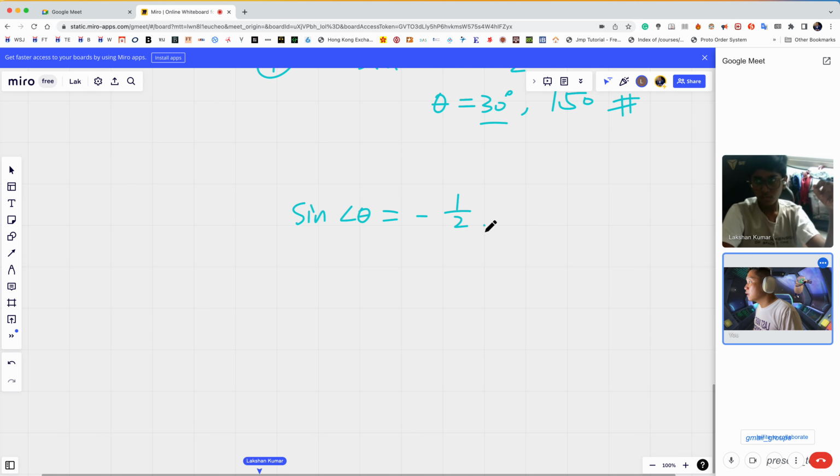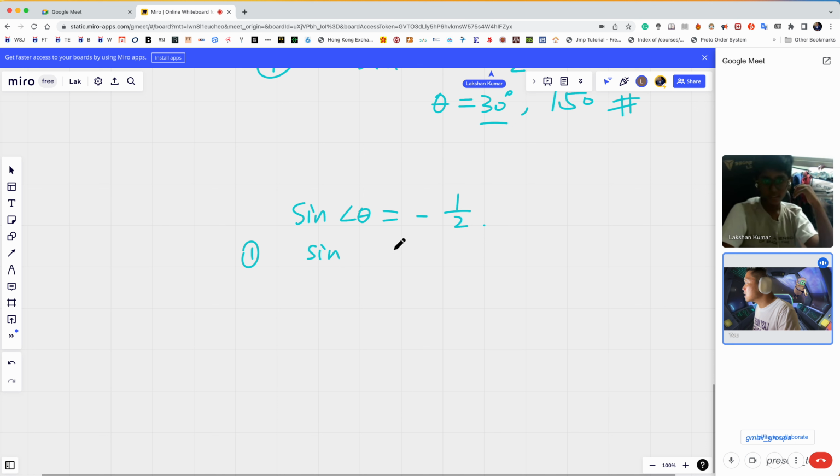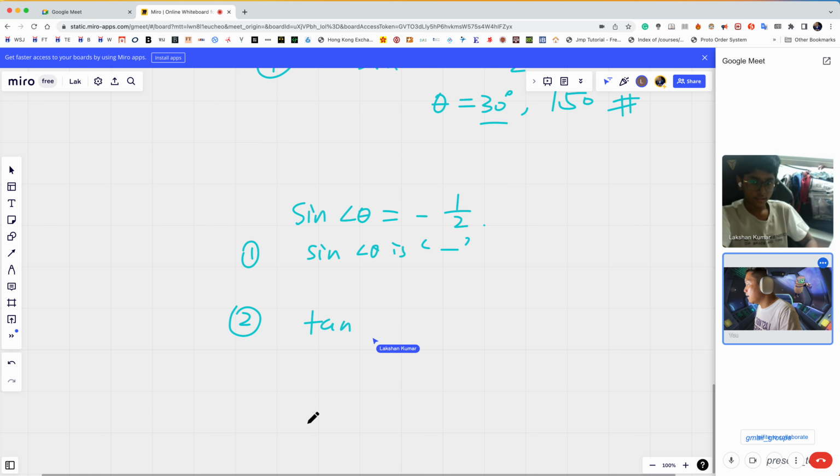Okay? So probably, what's the step one? Can you still remember step one? Yeah, so step one is to decide what quadrant it is. Before you decide, you need to write down some statement first, whether it's positive or negative. Correct. So in this case, sine theta is negative. So if negative, you decide which quadrant. It is in tangent quadrant and cosine quadrant. Tan and cosine.